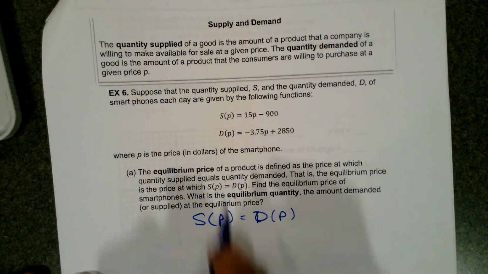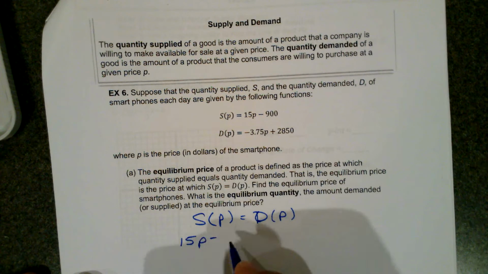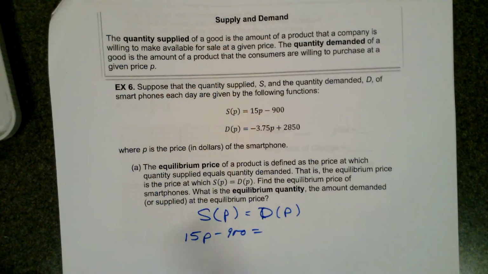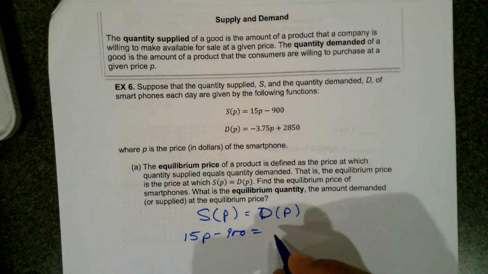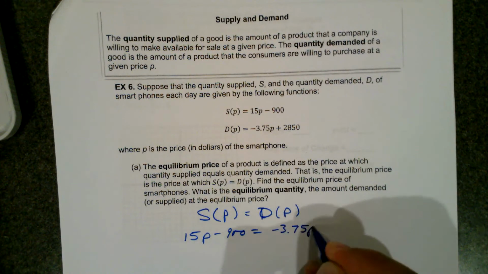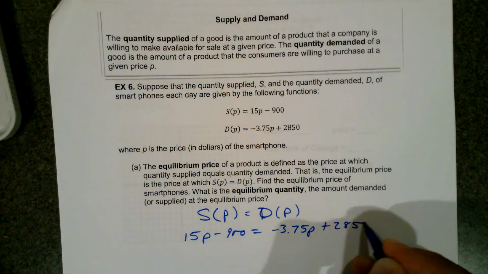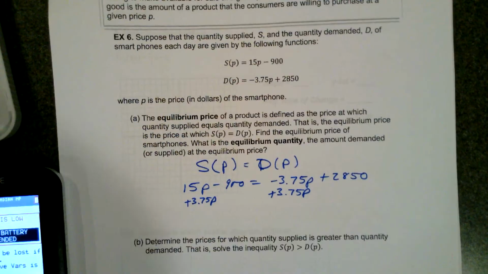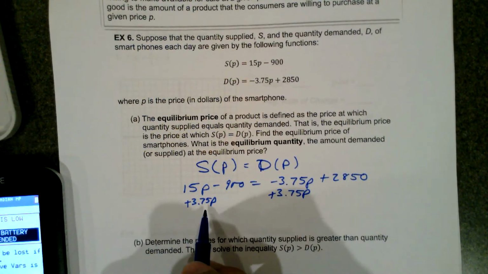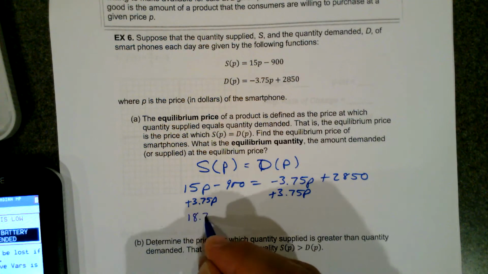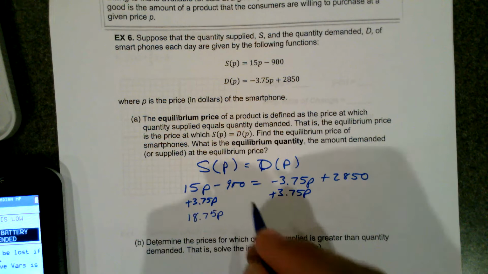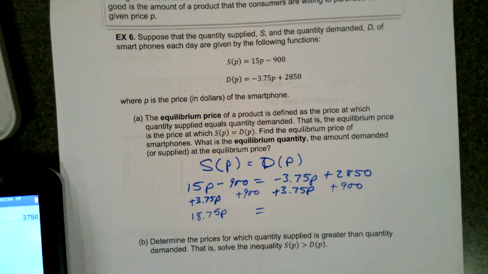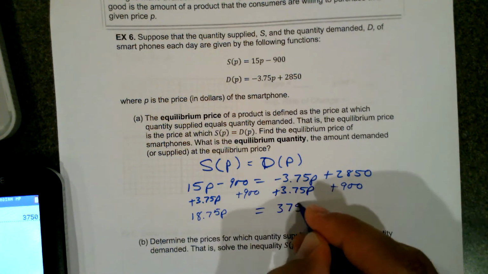Now, algebraically, we can just set them equal to each other. So we're going to say S of P equals 15P minus 900, and D of P equals negative 3.75P plus 2,850. And then from there, we're just going to solve for P. So we're going to go ahead and add that 3.75P over. That gives me 18.75P. I'm going to go ahead and add this 900 over. And that gives me 3,750.